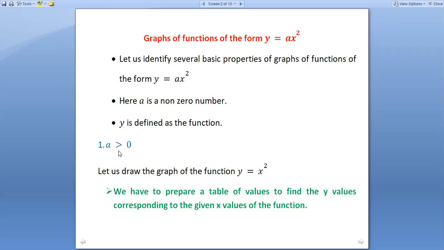That means a is greater than 0. To identify the basic properties, first of all, let us draw the graph of the function y equals x squared. Here, the value of a is 1. Therefore, it is a positive value. To draw the graph of this function y equals x squared, we have to find the points that we have to mark on the Cartesian plane. Therefore, we are going to prepare a table of values to find the y values corresponding to the given x values.